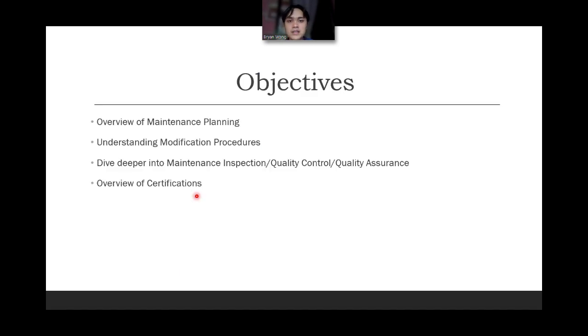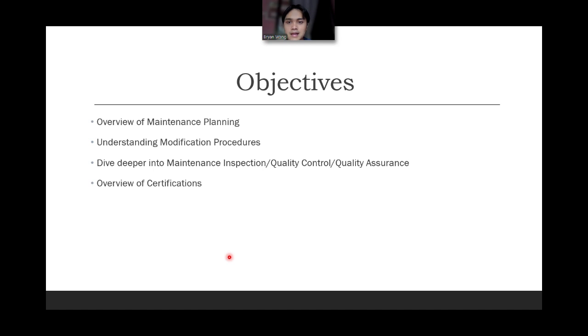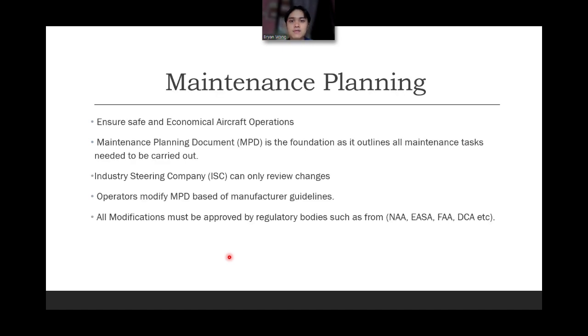Okay, so in chapter 4, as you can see here, the main objectives are as follows: an overview of the maintenance planning, and the second one is to understand the modification procedures and dive deeper into maintenance inspection, quality control, and quality assurance. And last is the overview of certifications. So these are the main objectives of this chapter. First we'll start with maintenance planning. This is the overview of maintenance planning.